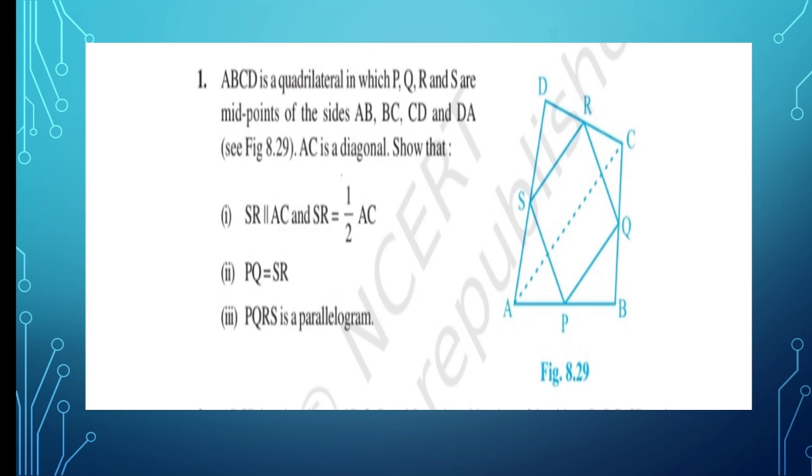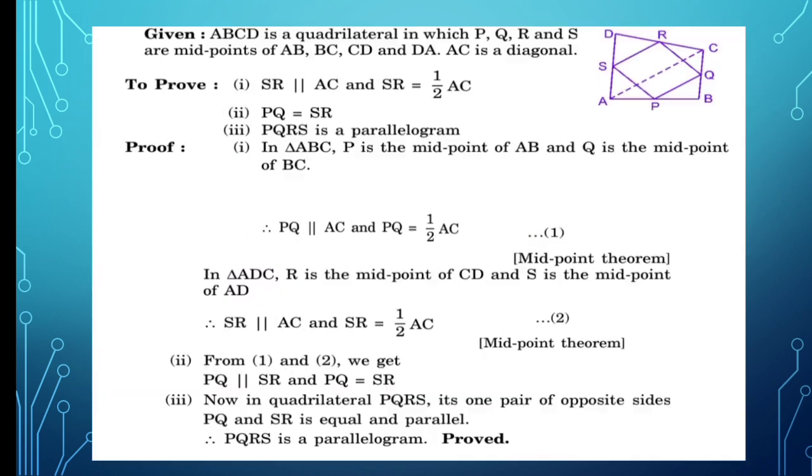In this question, it is said that ABCD is a quadrilateral in which P, Q, R, and S are the midpoints of AB, BC, CD, and DA respectively. AC is a diagonal which is drawn in a dotted line. First, we have to show SR is parallel to AC. Second, SR is half of AC. So, this is in one part we have to show. Then we have to show PQ is equal to SR. And lastly, PQRS is a parallelogram.